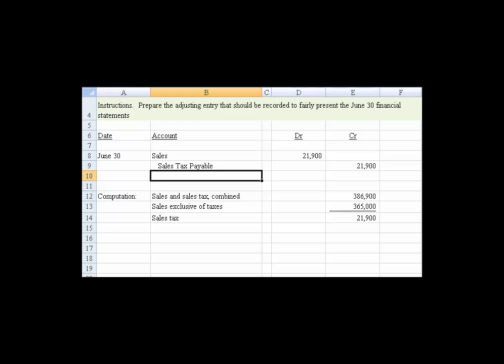And then proper format would tell us that we would say to record sales tax payable as part of an adjusting entry. So something like that, just to give some indication of what this is for. And that's the entry we need to make on June 30th.